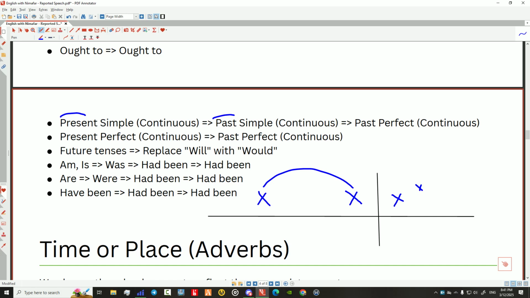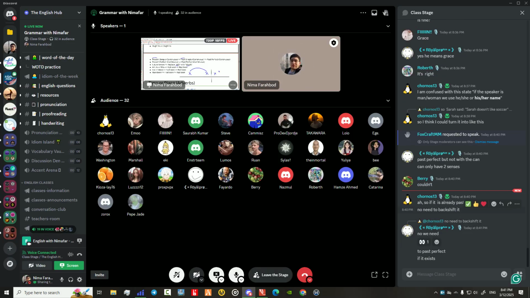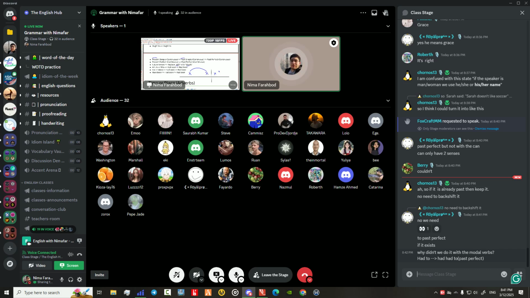For future, it is super easy. You just replace will with would. Super easy. Will to would. Am is was. Past of it. Had been. Or were, had been. Have been, had been. I'll give you some examples. If it's already past perfect, of course, you cannot go back if you don't have anything. How can you go further back than past perfect? It doesn't exist in English.